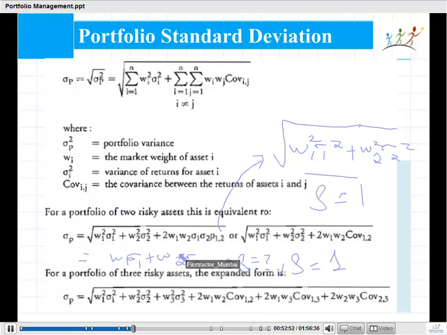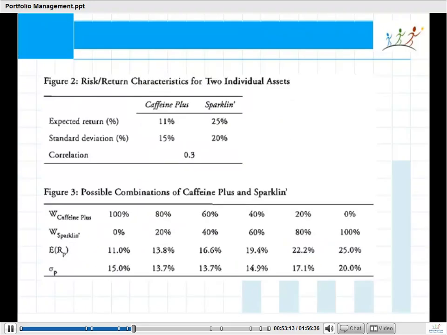This phenomenon is called diversification. That if you invest in more than one stock, then your risk is lesser than the weighted average summation of the risks, unless the correlation is 1, which is an extreme value. So for all other values, the risk will be less than this value. We will study the concept of diversification better in the coming slides.